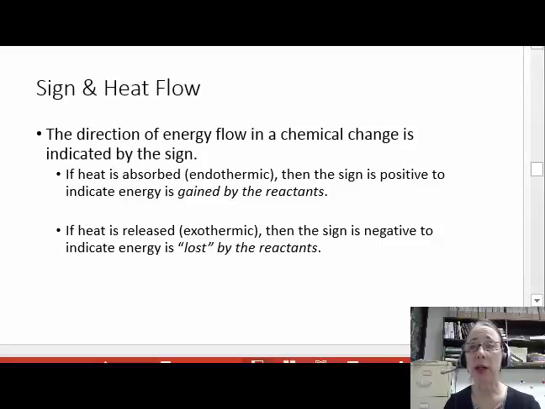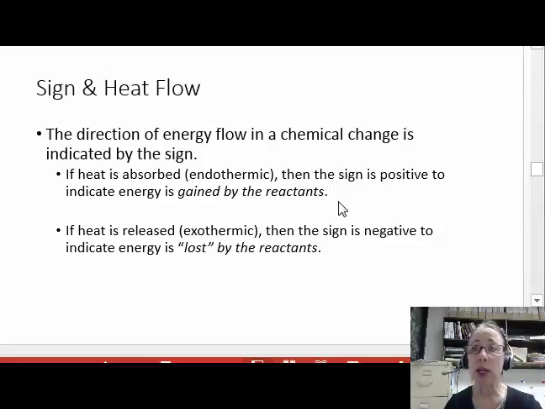The sign of a heat flow change is important. So far, we haven't had many measurements with negative values. Temperatures in the Fahrenheit and Celsius scales can be negative, but masses, volumes, and lengths are always positive values. We will have to consider negative values when we discuss heat flow. The sign of the heat flow indicates directionality.